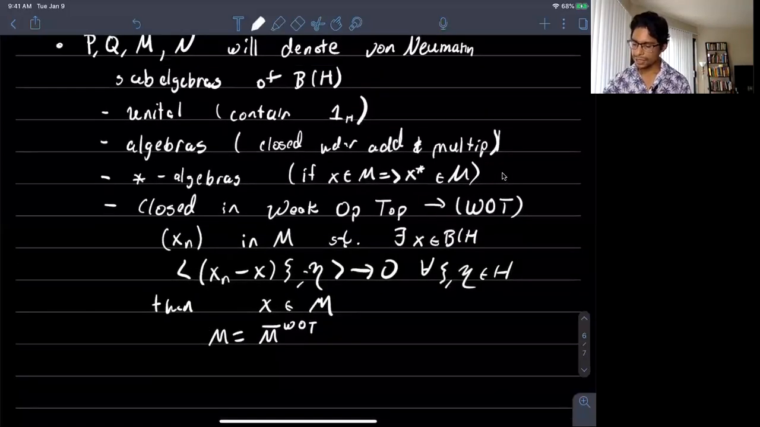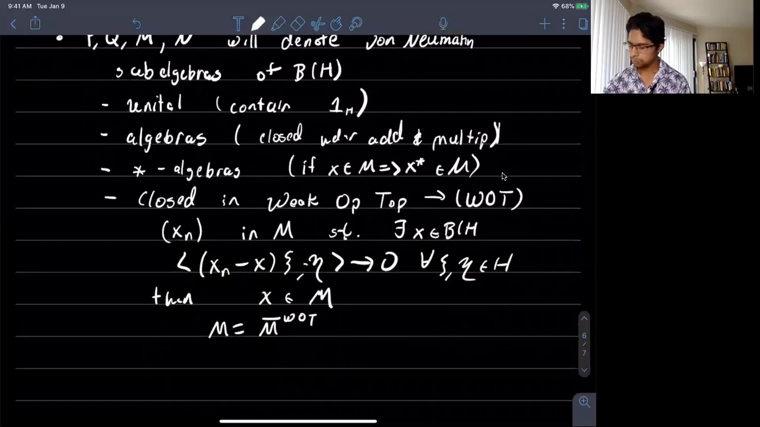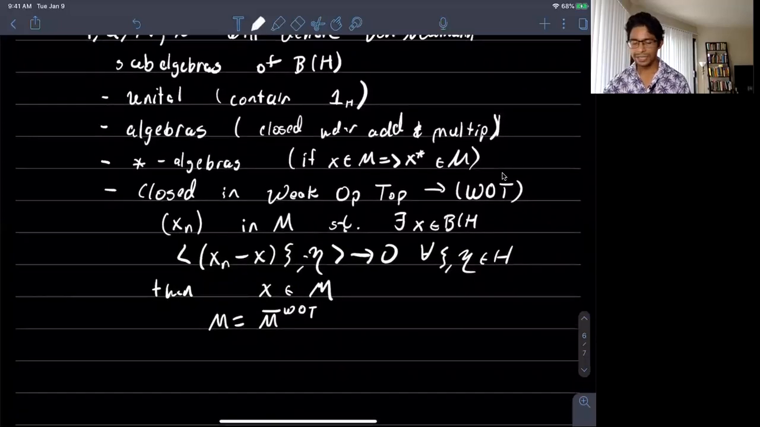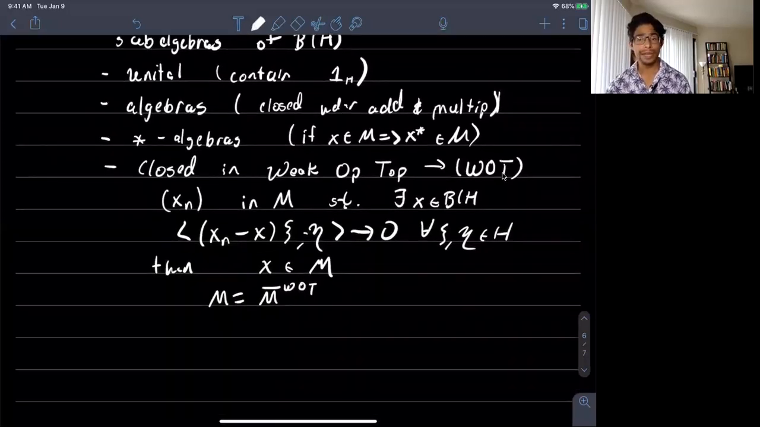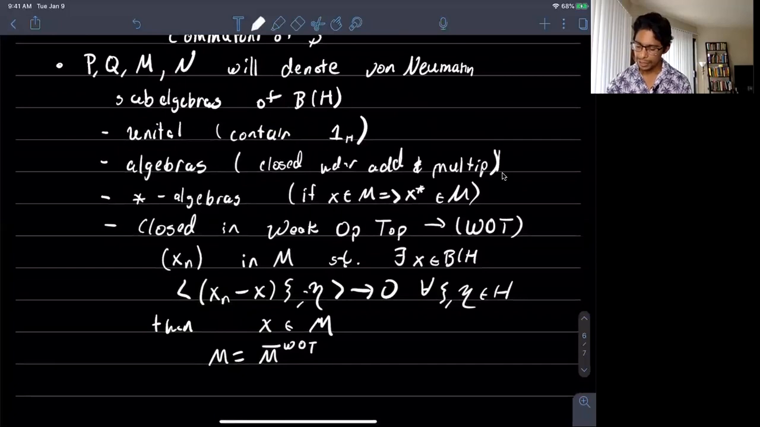Okay, so all this is, you know, mysterious. It's nice to have some examples, but before we get into examples, I need to mention one last property. The reason why I introduced this commutant condition is the following theorem of Murray and von Neumann.